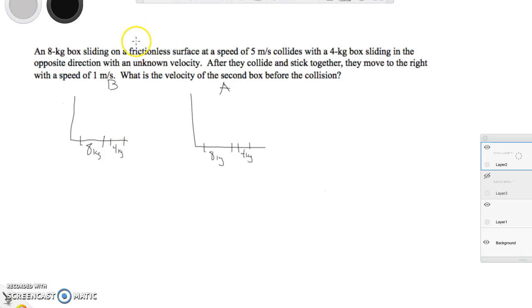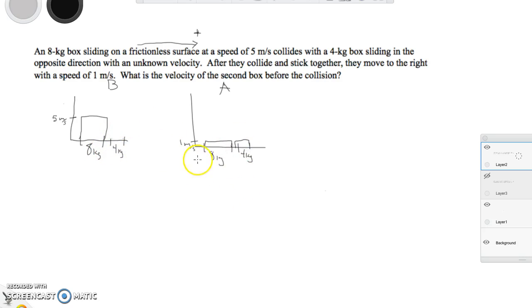We're going to say that to the right is positive, and while this question is unclear, we're going to assume that this first box is already moving to the right. So if it has an initial velocity to the right of 5 meters per second, it might look something like this. And then after they collide, they both have a velocity to the right of 1 meter per second.